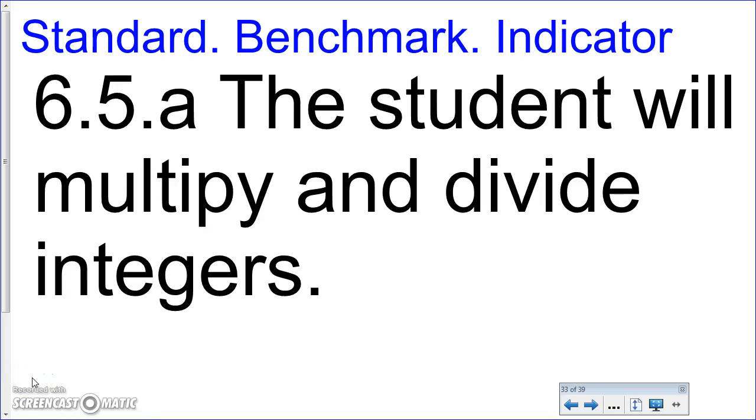Today we are learning how to multiply and divide integers. Please copy down the standard benchmark indicator on a clean page in your math notebook. The student will multiply and divide integers.